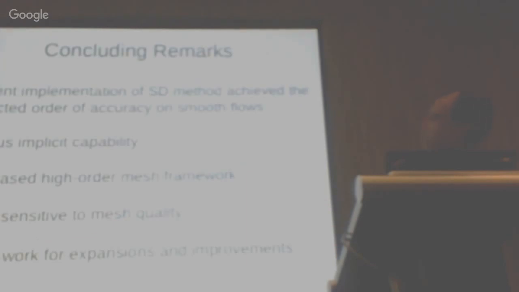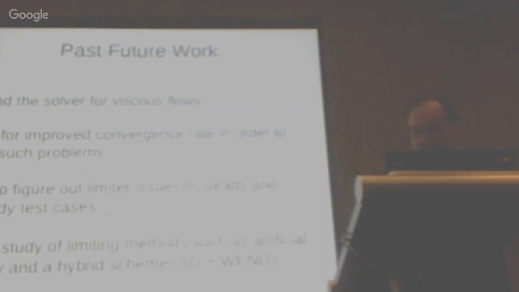So some concluding remarks. The current implementation indeed shows high order reconstruction values. The viscous implicit capability is incorporated within the tool. It was not as easy as we previously thought it would be, and there are many open problems yet to investigate. A high order mesh framework based on a CAD reader is also available, so this might be very useful when you go 3D. And the limiter seems to be sensitive to mesh quality, and there's groundwork for expansion and further improvements.